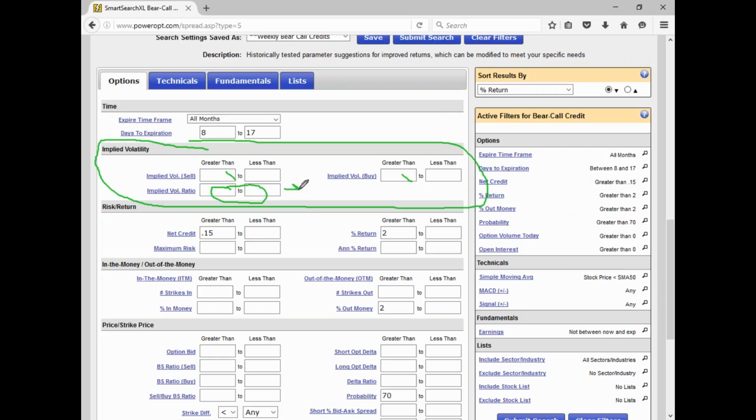What I might use there, of course, is to look for a ratio of greater than 1, hoping that my sell implied volatility is a little bit higher than the option that I'm buying in a spread, either the credit or the debit.